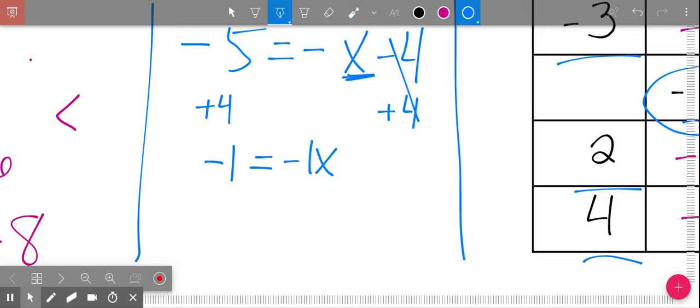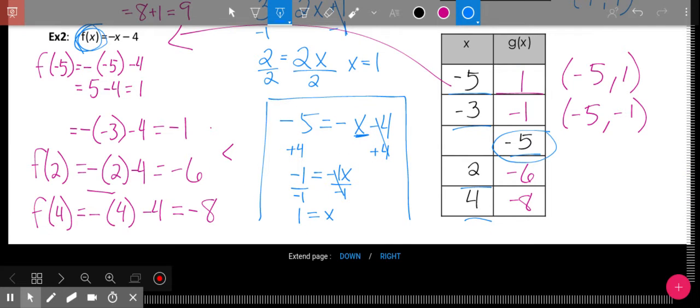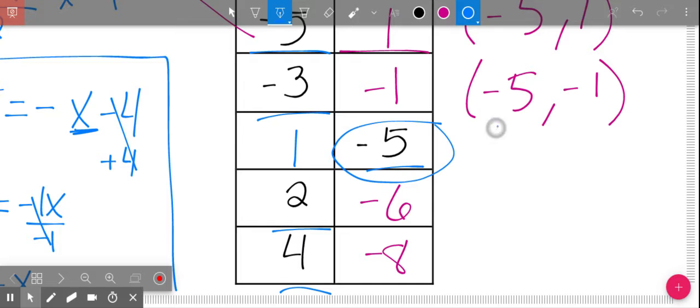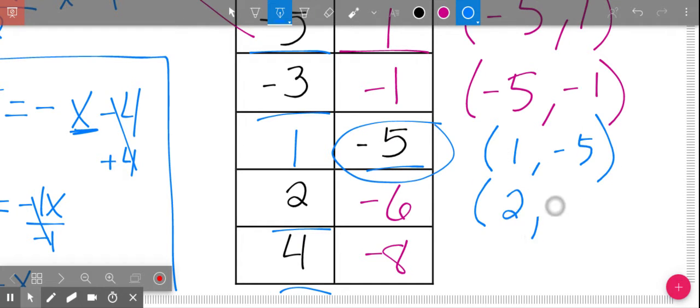There's this negative 1 in front of the x, so to get rid of that, I'm going to divide it out of both sides. That goes away. Negative 1 divided by negative 1 gives me positive 1 equals x. So my input would have been a positive 1 for the point 1, negative 5. This would have been the point 2, negative 6, and the point 4, negative 8.